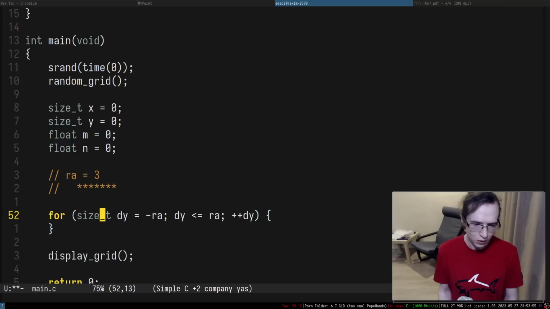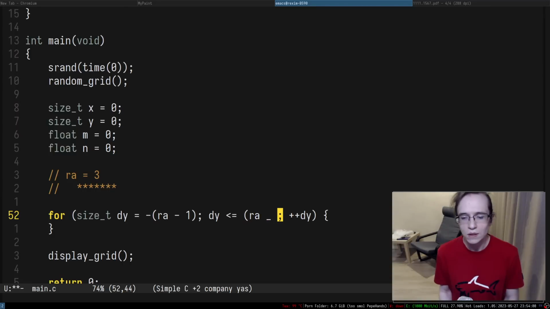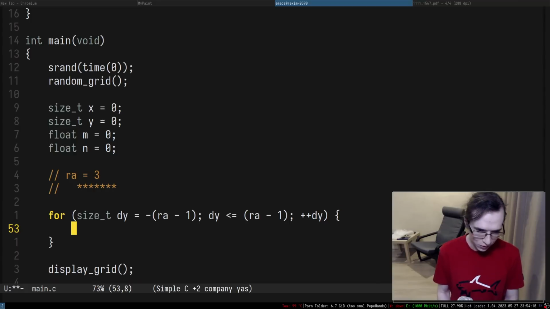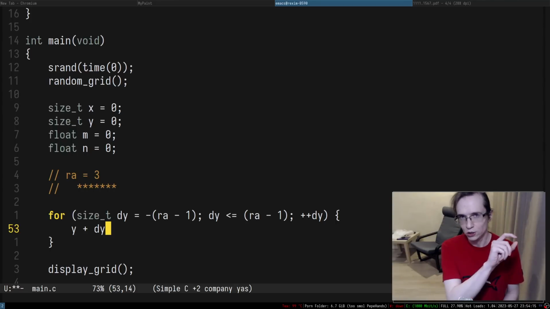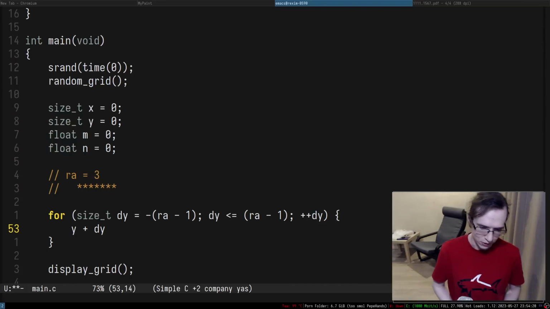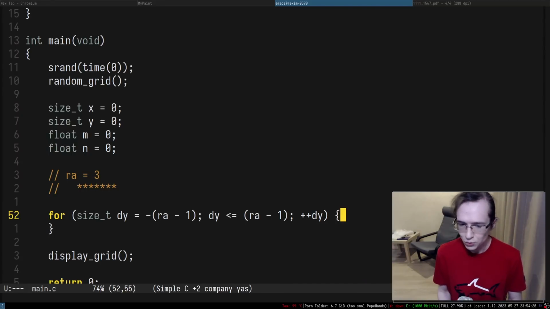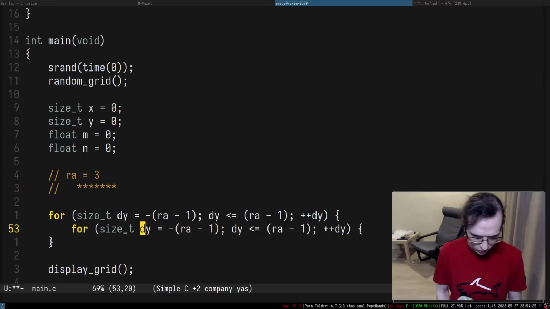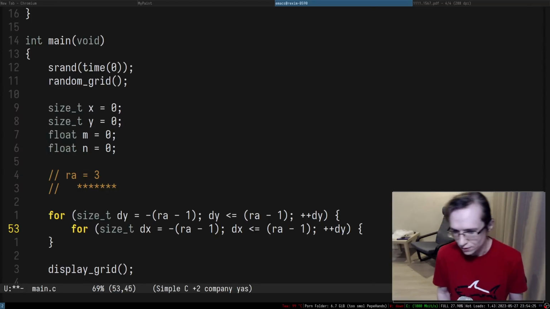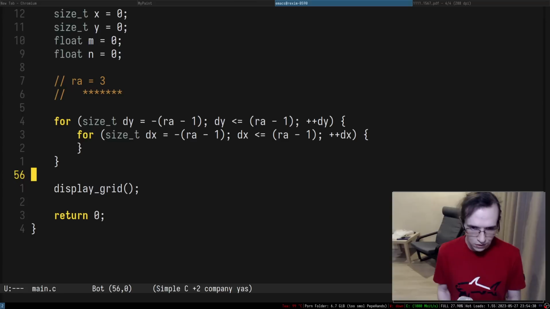So what we probably want to do is iterate from -1 up until this thing. And if we used less-than, we wouldn't have to do -1 in here. The reason I want to do it like that is that then I can just say y plus dy, and that's the actual point on the grid that I can consider and do something with. I suppose that makes sense. We want to do a similar thing for dx.